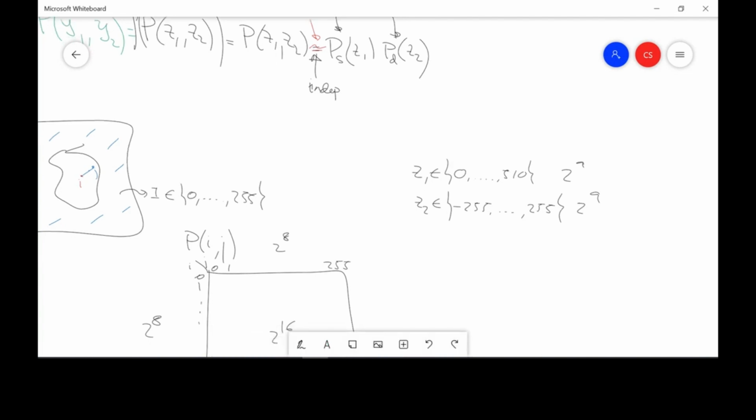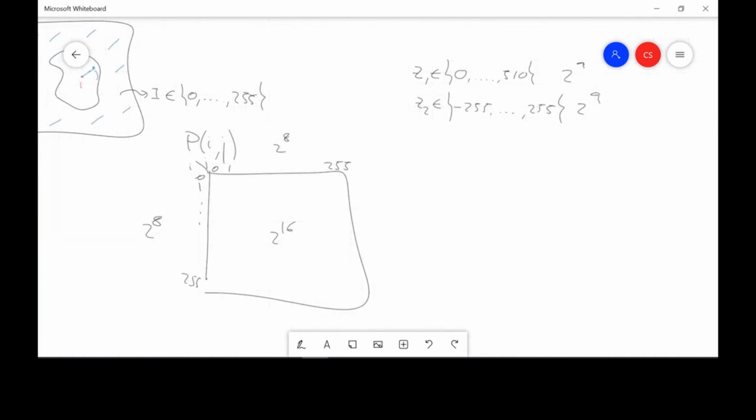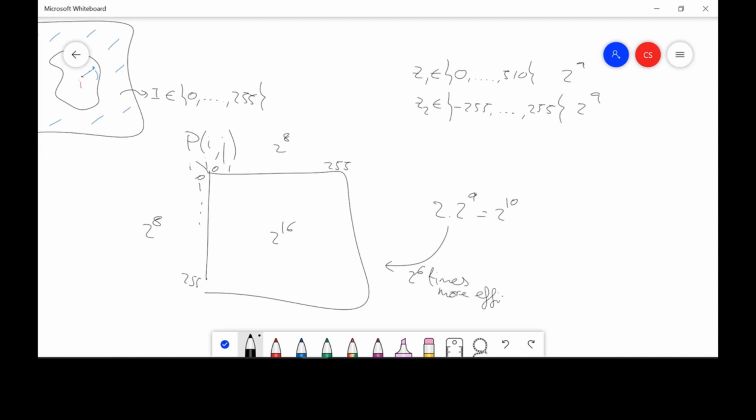So instead of storing many matrices of 2 to the 16, for every lag I have to store 2 to the 9 values for each one. So that is 2 to the 10. So this solution is 2 to the 6 times more efficient. This is 64 times more efficient.